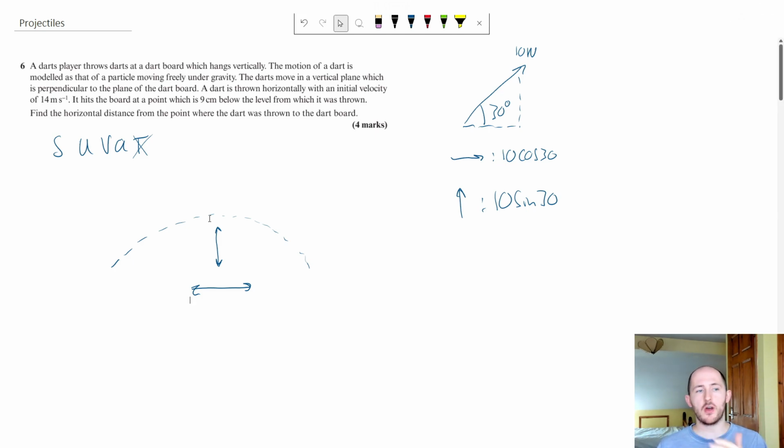The good news is there are no new equations. We're going to just use the SUVAT equations that we've used for the past year. The only new thing is treating it horizontally and vertically as separate. So let's get into a question. Let's see if we can sink our teeth into this.